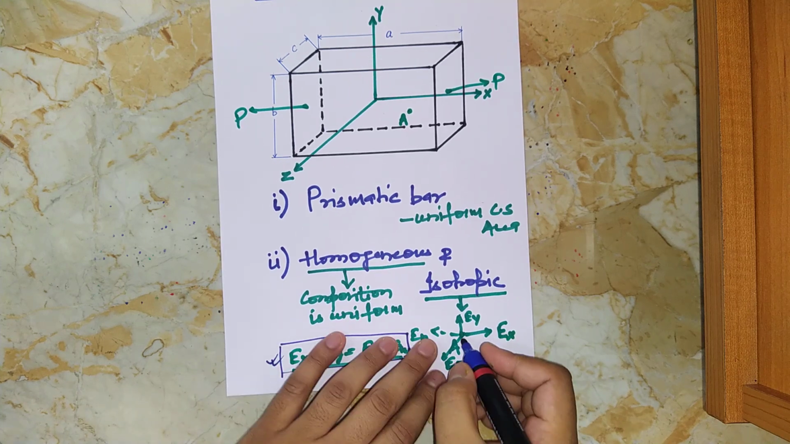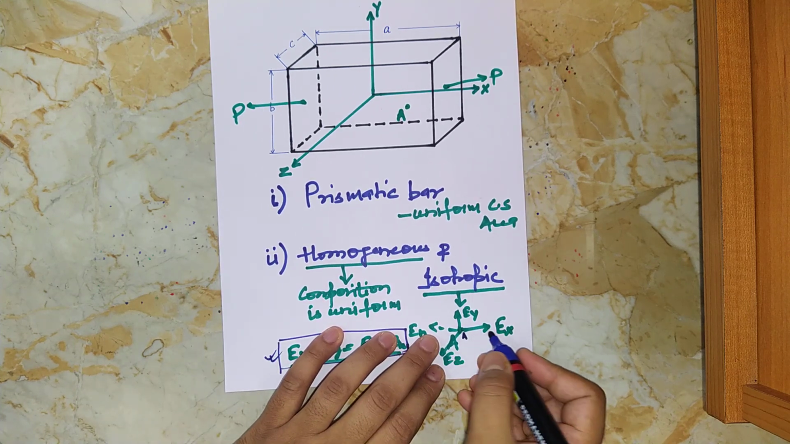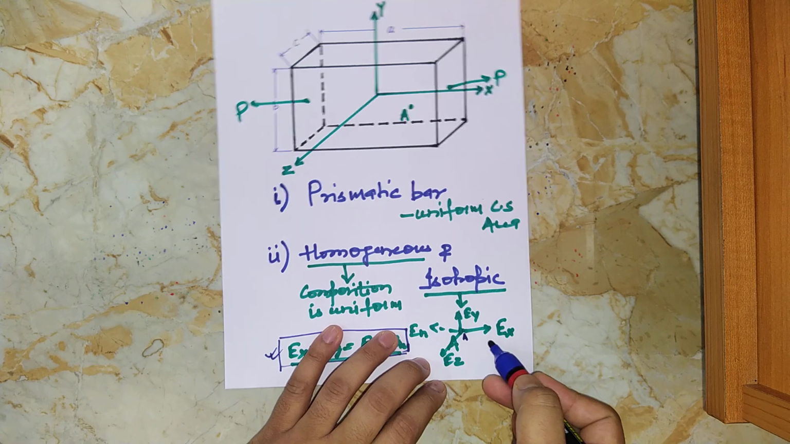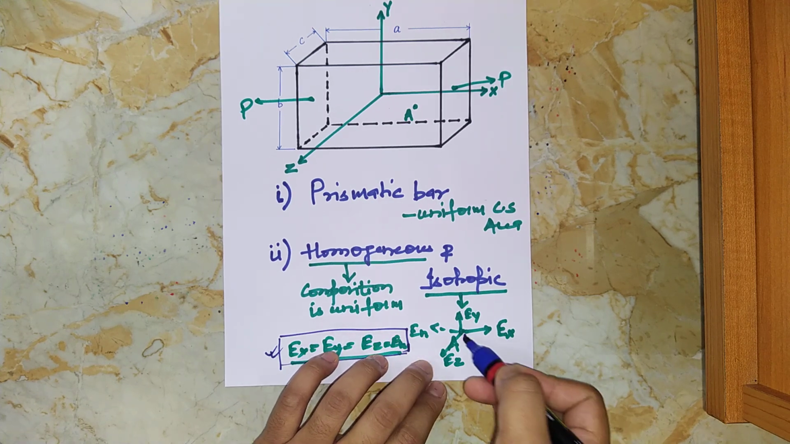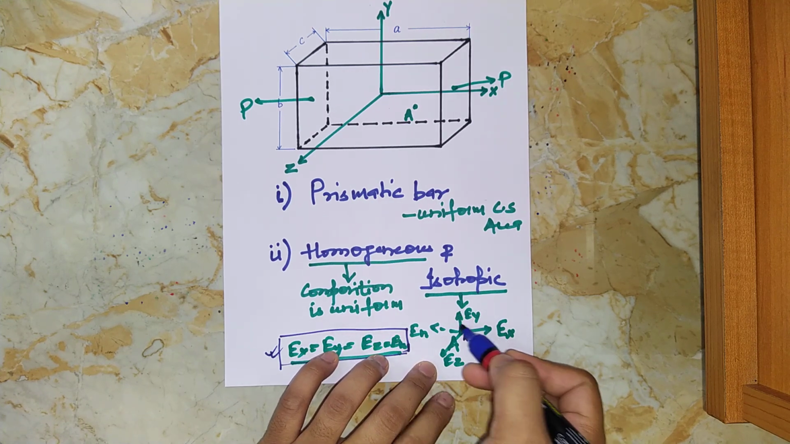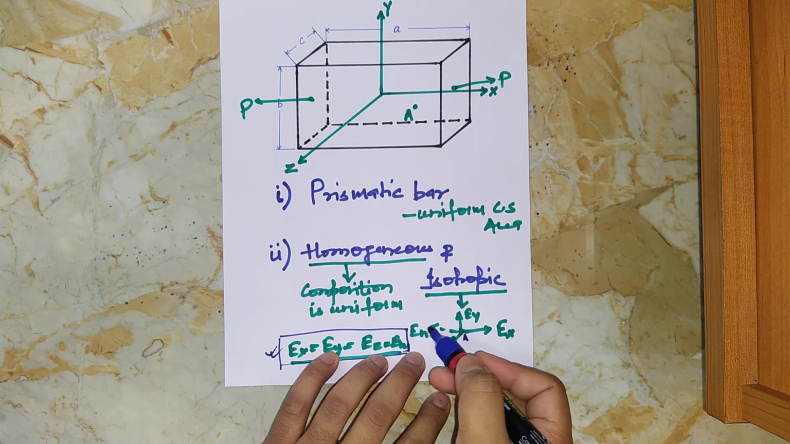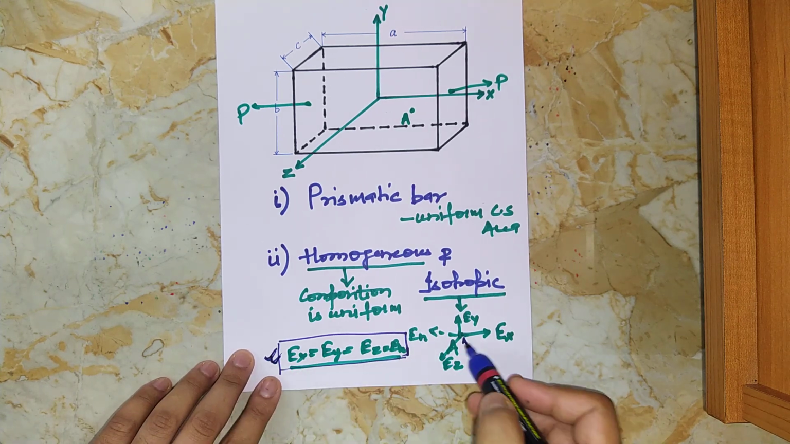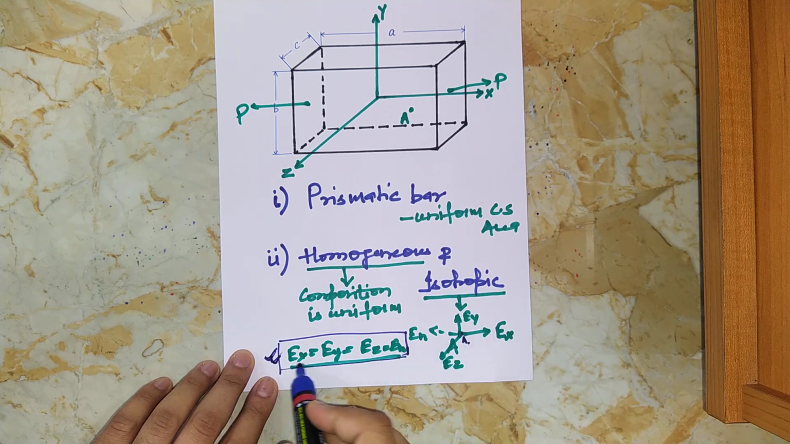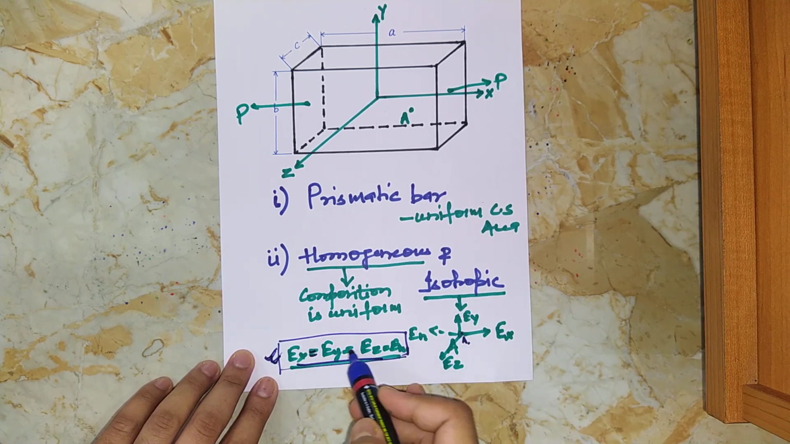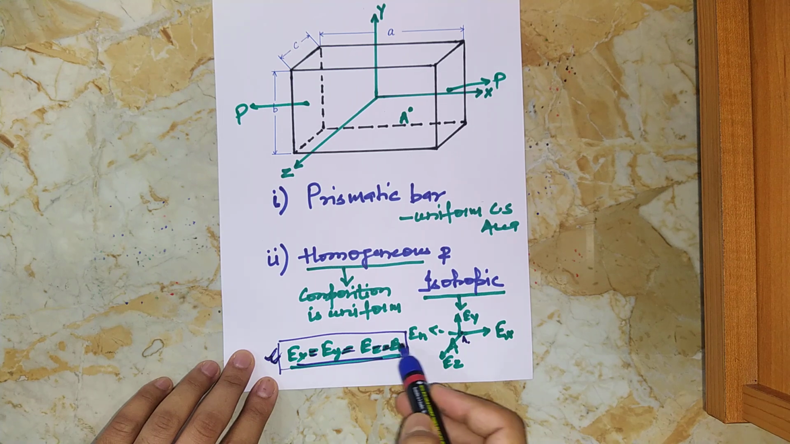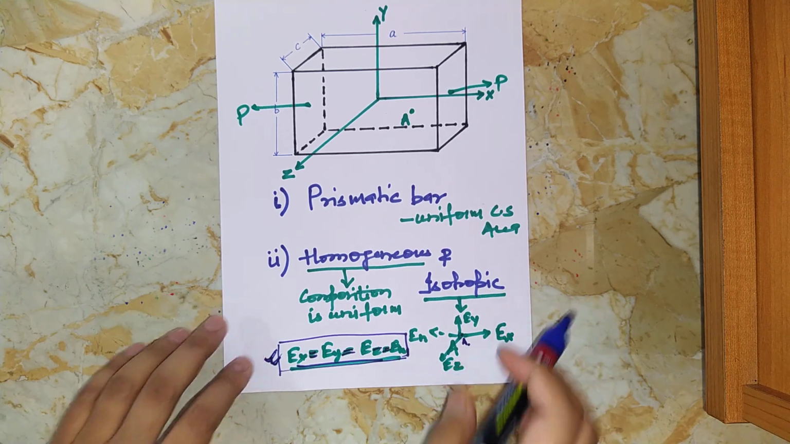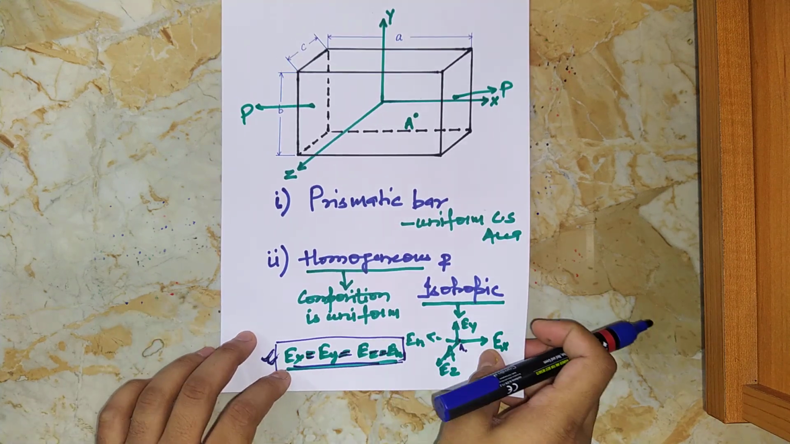So this is point A, and let us take one of the properties, say Young's modulus. In the x direction, Young's modulus Ex. In the y direction, let us take Young's modulus as Ey. In the z direction, Ez. In the nth direction, let us suppose it is En. So Young's modulus at point A in all the directions will be equal. So Ex will be equal to Ey, will be equal to Ez, will be equal to En. Okay. So these are the two assumptions.